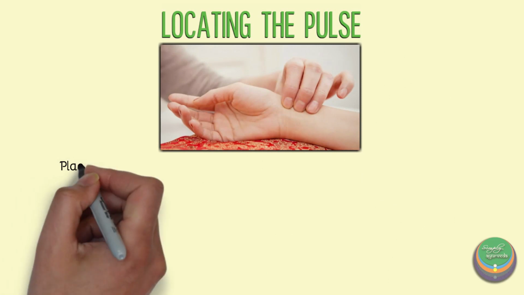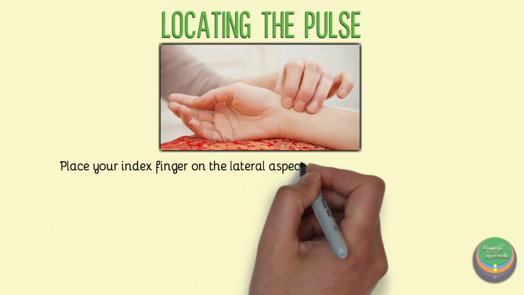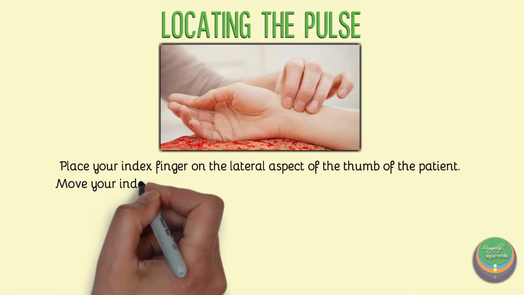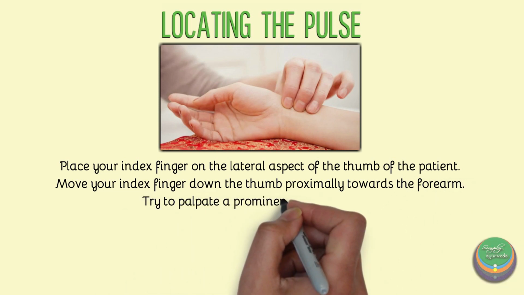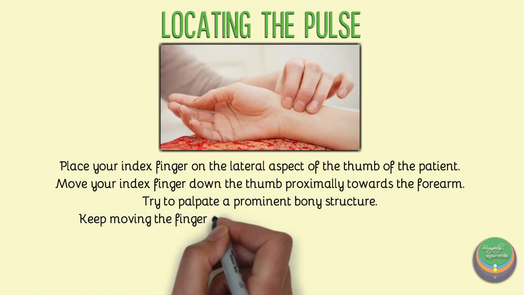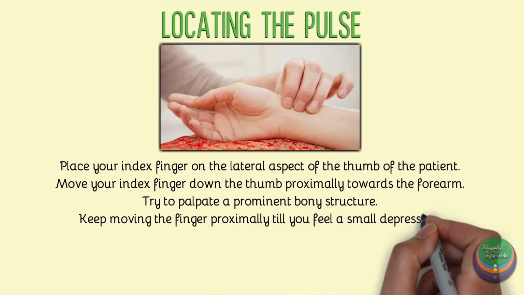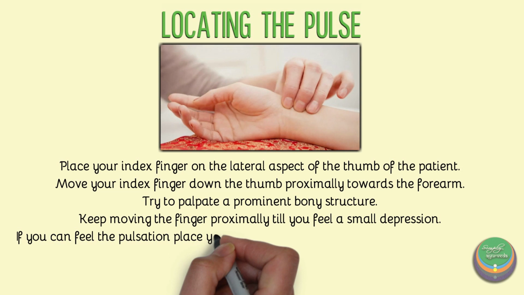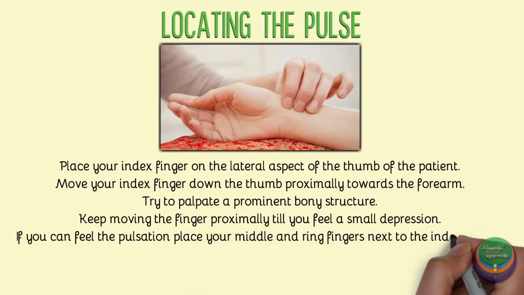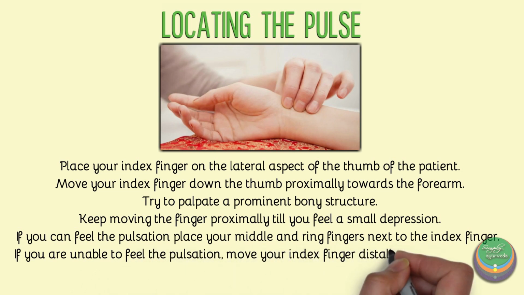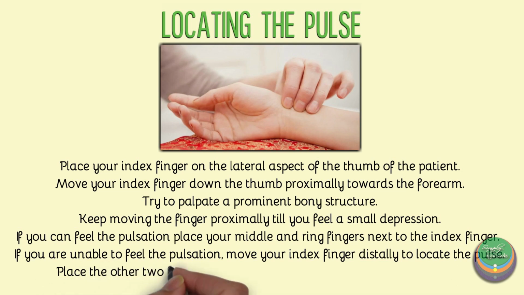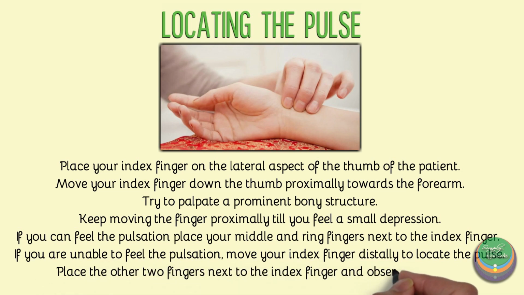Place your index finger on the thumb of the patient and start moving it down the thumb on the hand till you reach an elevated bony portion. Then move your index finger from the distal end of the forearm towards the center of the arm till you find a small depression. You may or may not find pulsation at this site. If you find pulsation, place the middle finger and then the ring finger next to one another and observe the pulse. This is a normal site for the pulse. If you don't find pulsation at this site, slowly move the index finger distally till it senses the pulsation and then reposition the middle and ring finger.